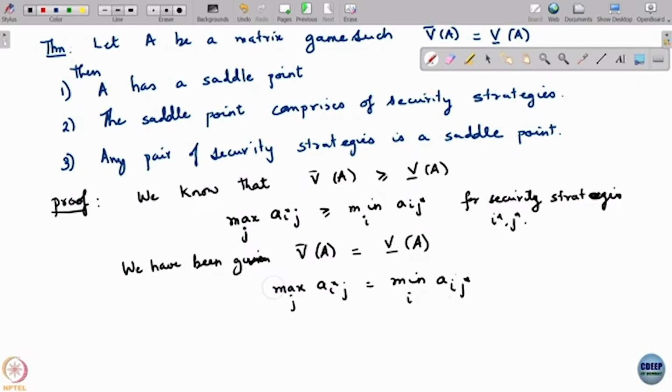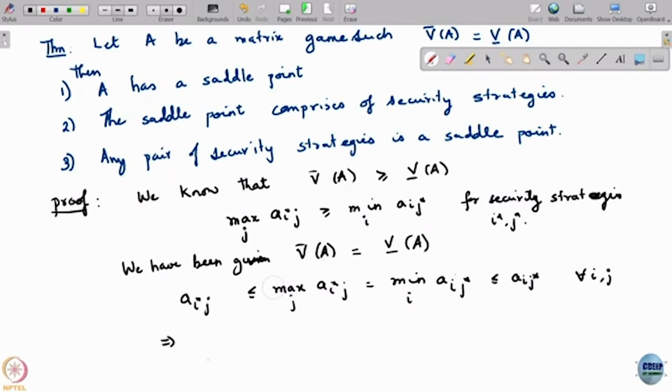So how do I show that? Well, remember, min over i of this is always less than or equal to a_{ij*}, and max over j of this is greater than or equal to a_{i*j}. And this is true for all i, j.